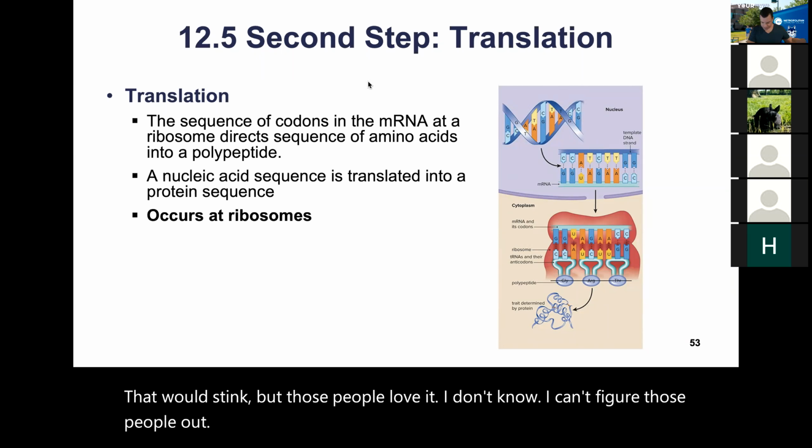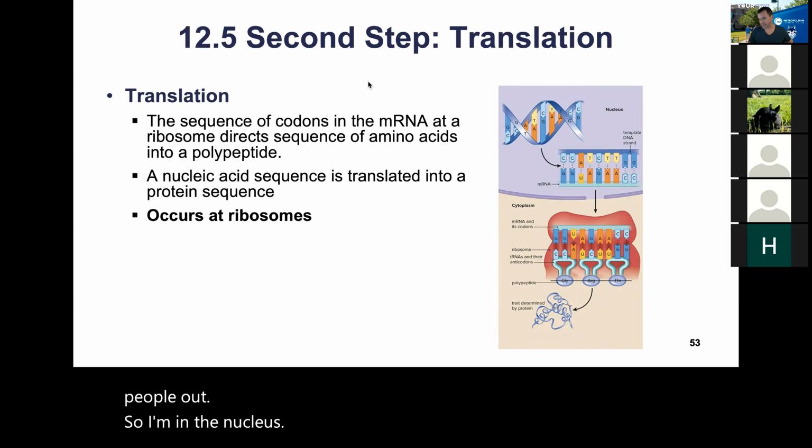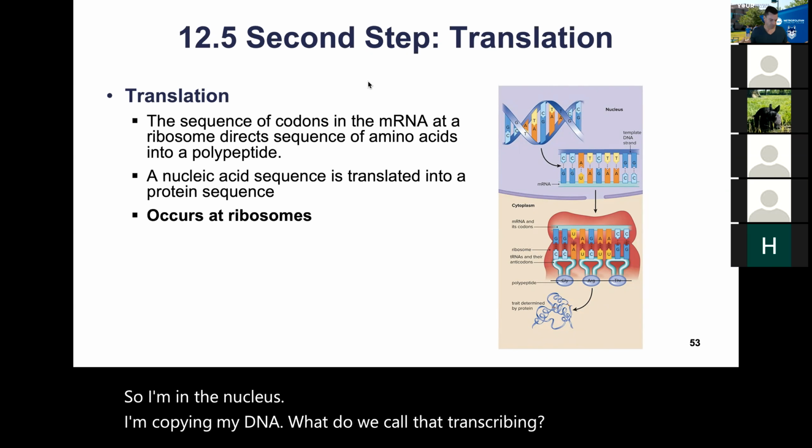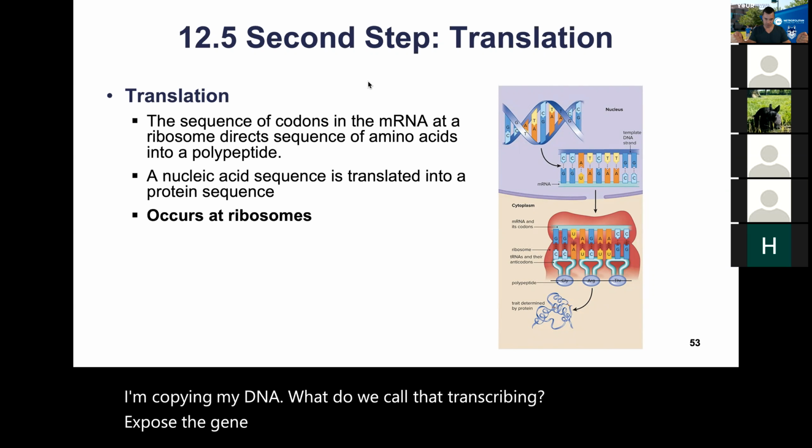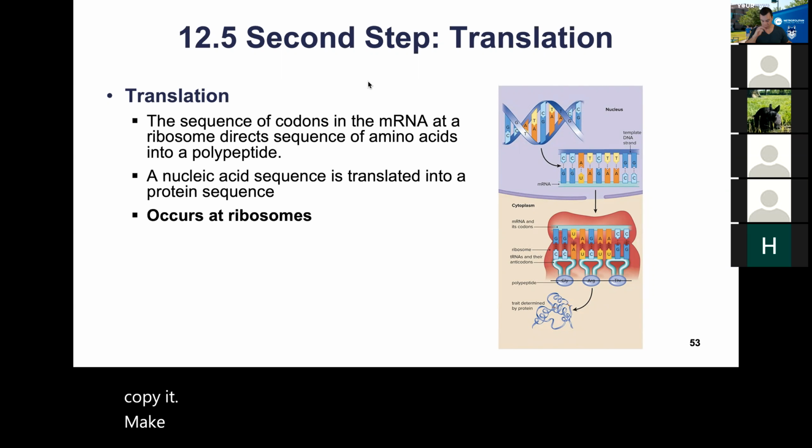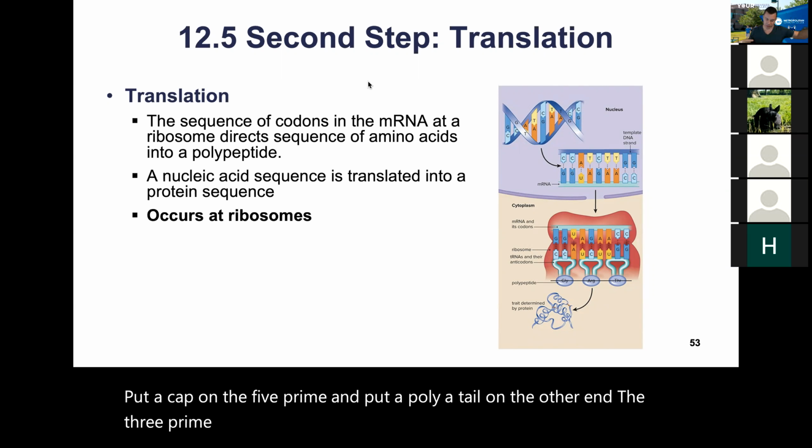So I'm in the nucleus. I'm copying my DNA. What do we call that? Transcribing. Expose the gene segment that I want to copy, unwind it, unzip it, expose it, copy it, make my pre-mRNA strand. Put a cap on the 5' end, put a poly A tail on the other end, the 3' end, so it knows where to start and it knows how to get the heck out of the nucleus.